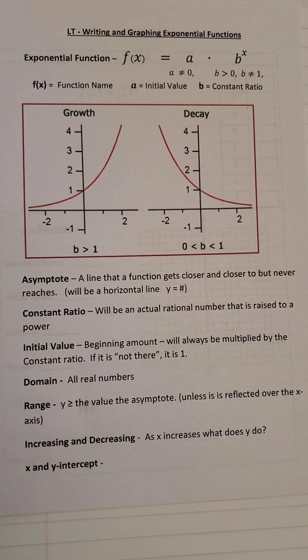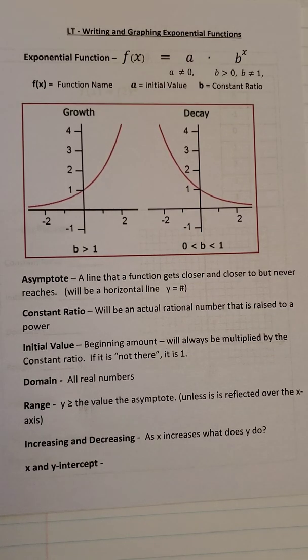Today we're going to focus on writing and graphing exponential functions. You should remember that this is the parent function, b to the x power and a. So let's go over really quick again so you make sure you understand what that is. A is the initial value, f of x is the function name, b is the constant ratio.